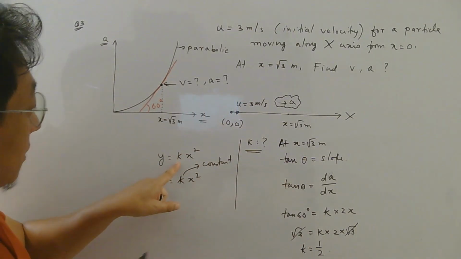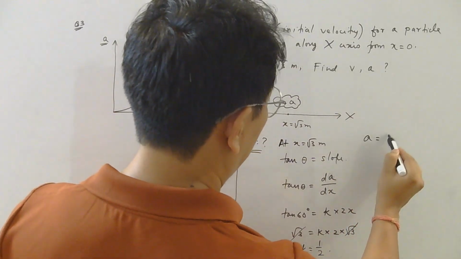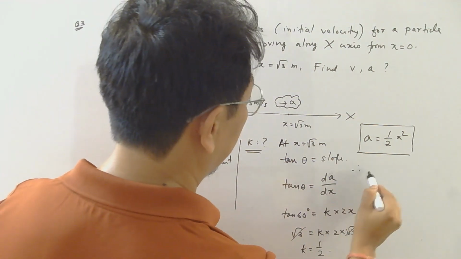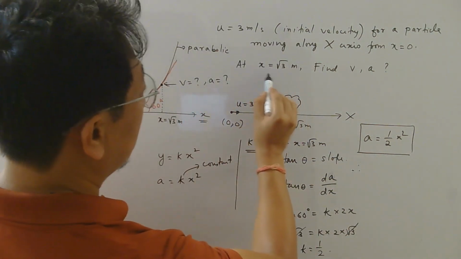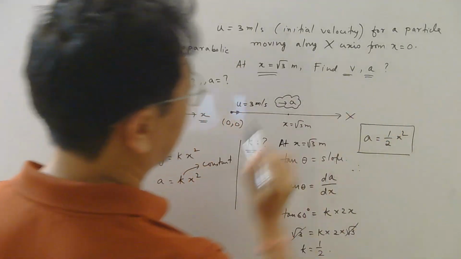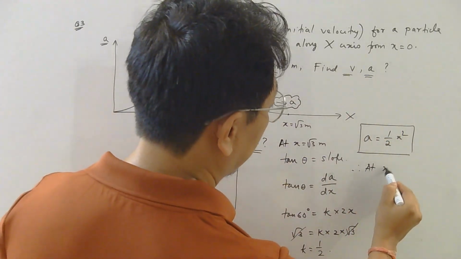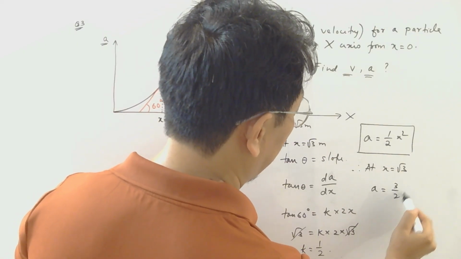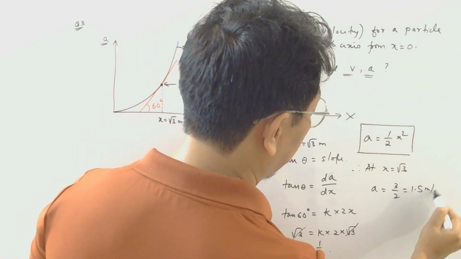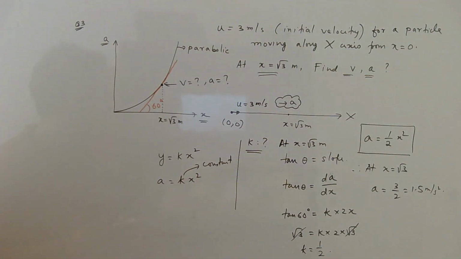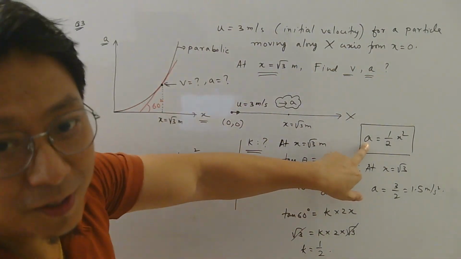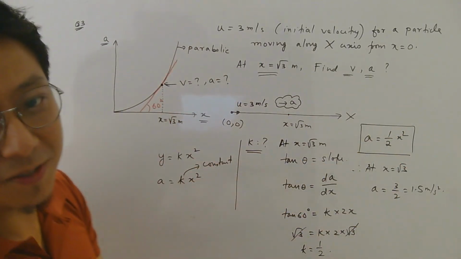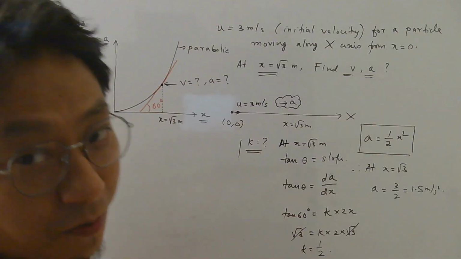So once you know k is half, what will be your acceleration? Half x squared. So once you know this, at x equals root 3, they want velocity and acceleration. So at x equals root 3, what will be acceleration? Root 3 squared will be 3, so 3 by 2, 1.5 meters per second squared. So this is your instantaneous acceleration, and this is the value of that acceleration at coordinate root 3 meters from the origin. Okay. Now how to find velocity?